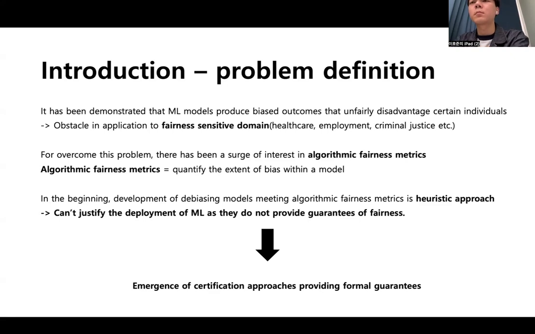As it has been demonstrated that machine learning models produce biased outputs for certain individual data, there have been difficulties in utilizing them in fairness-sensitive domains. To address this issue, interest in algorithmic fairness metrics that quantify the degree of bias in models has increased. Initially, heuristic approaches were used to debias models to meet fairness metrics, but this did not guarantee the fairness of machine learning models, thus failing to justify their application in fairness-sensitive domains. This eventually led to the emergence of certification approaches that provide firmer guarantees for meeting fairness metrics.